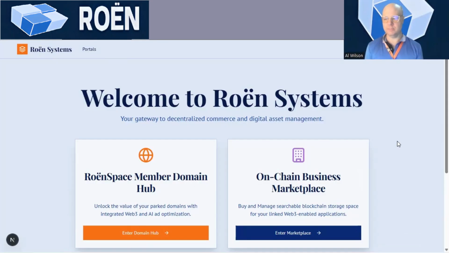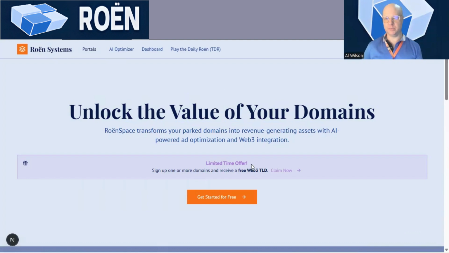In the Roën system, we have two revenue streams, and those are represented here as the two portals, the one being the client signups for the member domain hub, and the other one, the on-chain business marketplace. The value proposition for users is that they get a free Web3 top-level domain on signup. And here we see the offer for the Web3 domain, and we can get started.